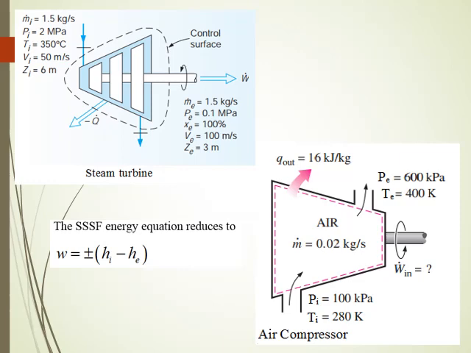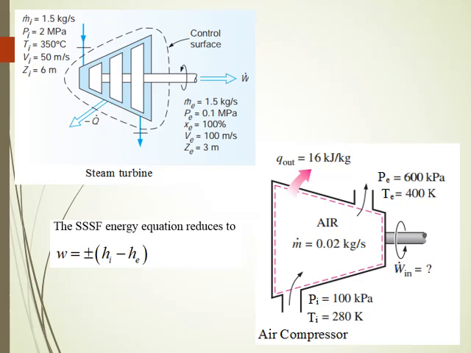Another example is that of an air compressor. The working substance is air and the air is being compressed, meaning its pressure is raised. You can see the inlet pressure is 100 kilopascal, whereas the outlet pressure is 600 kilopascal. To achieve this compression there is an input of work involved, meaning external work is supplied to the air, work is being done on the system.